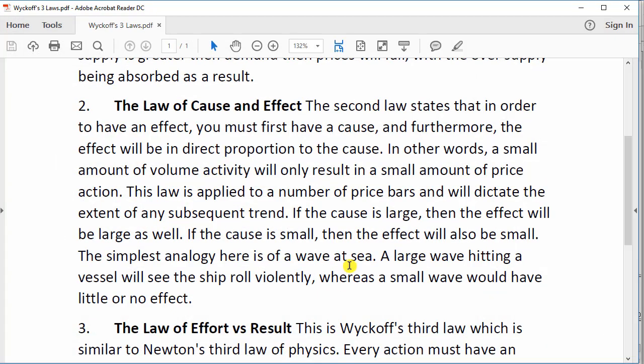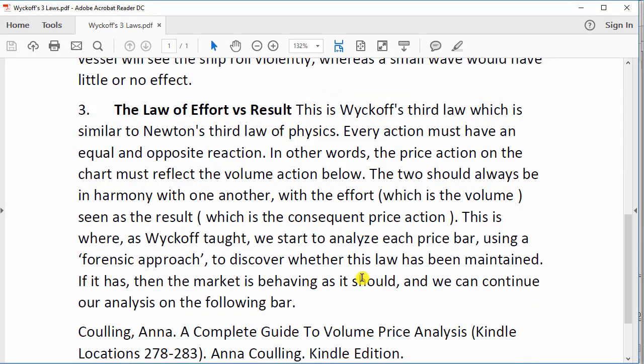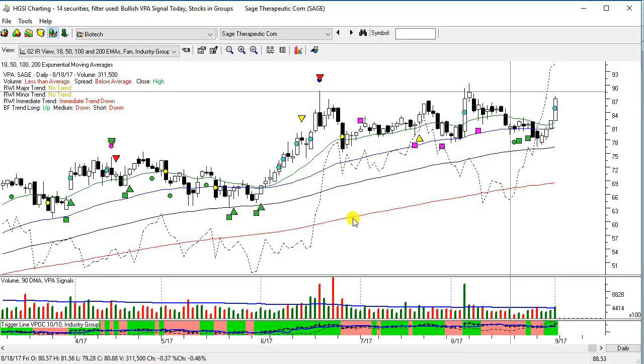Now moving back to the PDF file, we're going to look at the law of effort versus result. This is Wyckoff's third law, and every action must have an equal and opposite reaction. In other words, the price action on the chart must reflect the volume action below, and we see this right here. As this was moving up, the volume was confirming it.